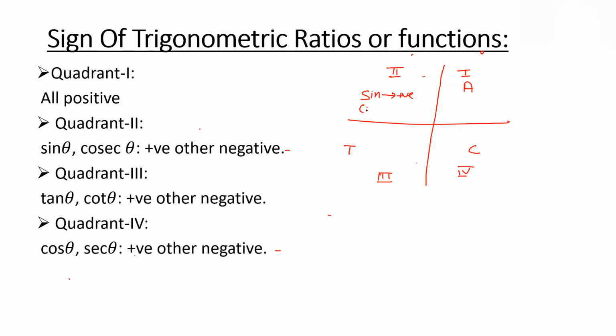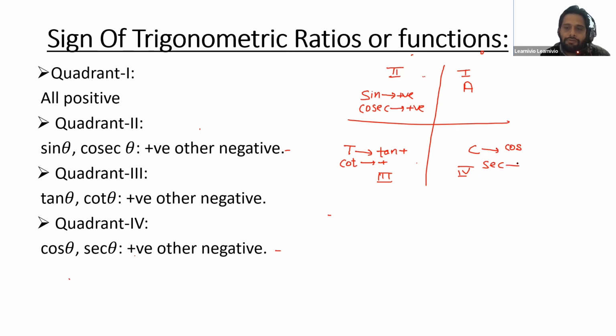Cosec. So if sine is positive, then its reciprocal, that is cosec, is also positive, and the remaining ratios are negative. Okay. Now T stands for tan. So if tan is positive, its reciprocal, that is cot, is also positive. Now C means cos is positive, and its reciprocal, that means sec, is also positive. So remember in this way, all school to college, and remember if sine is positive, then its reciprocal will also be positive. Similarly for tan and cot, and cos and sec.